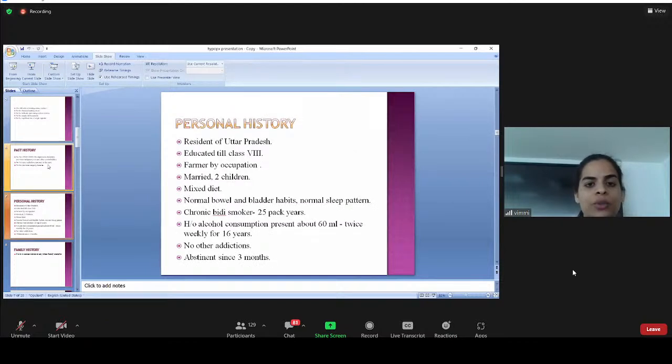Personal history: he is a resident of Uttar Pradesh, educated till class 8th, farmer by occupation. He's married, has 2 children. He's on mixed diet with normal bowel and bladder habits and has a normal sleep pattern.